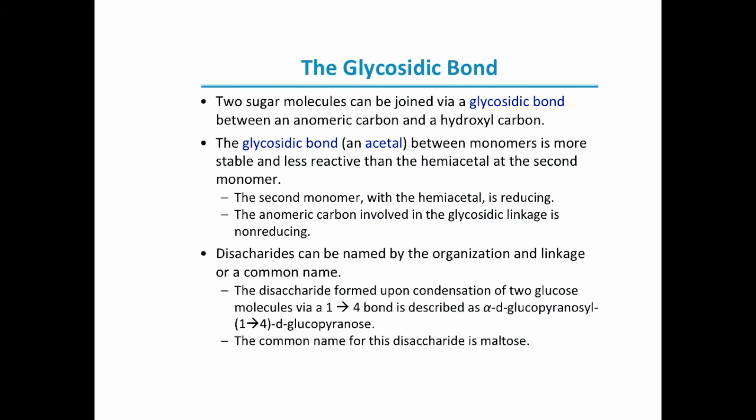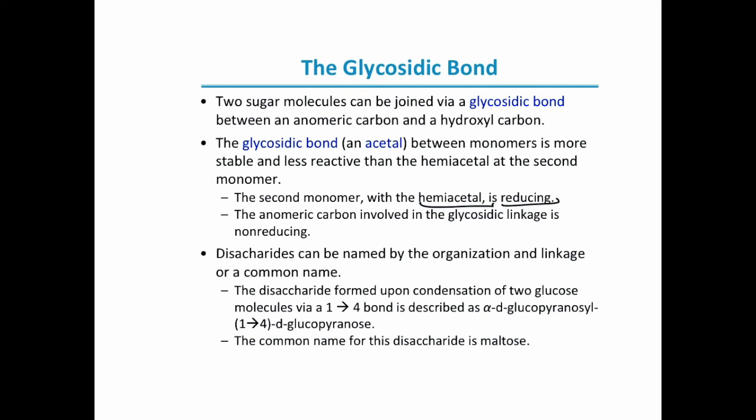Two sugar molecules can be joined via a glycosidic bond to form a disaccharide, and it will form between an anomeric carbon on one sugar and a hydroxyl group attached to a carbon on a second sugar. The glycosidic bond is more stable and less reactive than the hemiacetal at the second monomer. The second monomer with the hemiacetal is reducing, but the anomeric carbon is non-reducing, and that has to do with whether or not that carbon has a hydrogen on it.